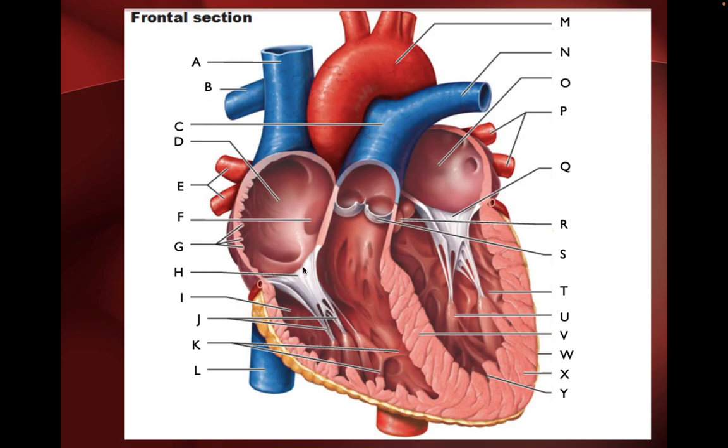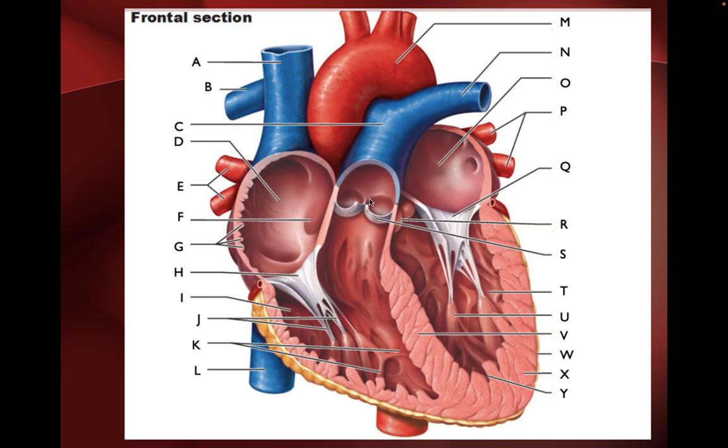This is a valve here. This is called the right AV valve, and it separates the right atrium from the left ventricle, or excuse me, right atrium from the right ventricle. And this is a semilunar valve. This is called the pulmonary semilunar valve, and it separates the right ventricle from the pulmonary artery.